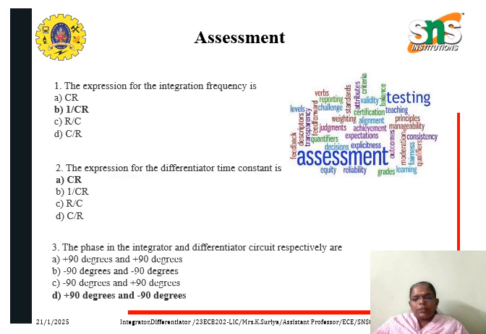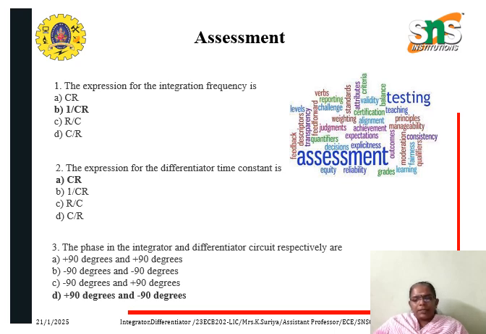So hope you understood what is integrator and differentiator. Let us take a few assessment questions. The expression for the integration frequency is, as you know, 1 by CR. The expression for the differentiator time constant is CR. So for integration, you get the expression as 1 by RC, and for differentiation, you get the expression as RC.